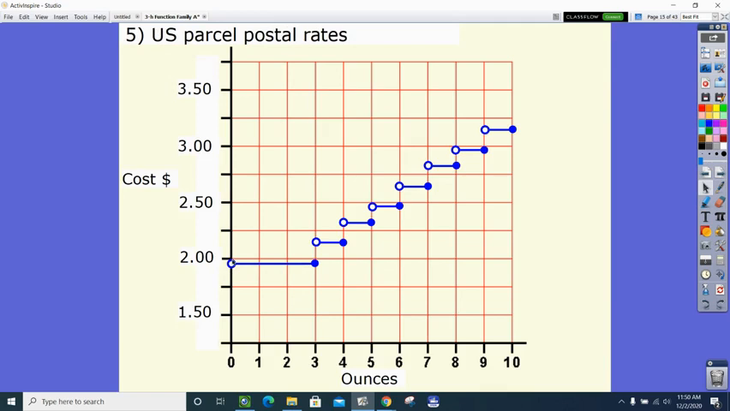So that first step was at the $1.95-ish, right? That's where I'm putting it. You don't have a cost for 0. And then it will go up, and including 3 ounces, you would pay the $1.95. Now, the minute up here, anything above, I'm going to put the open circle. This would be the $2.12. And then it's going to go up inclusively to 4.